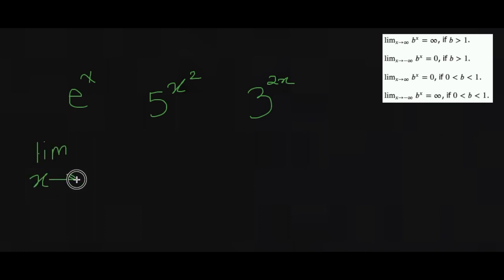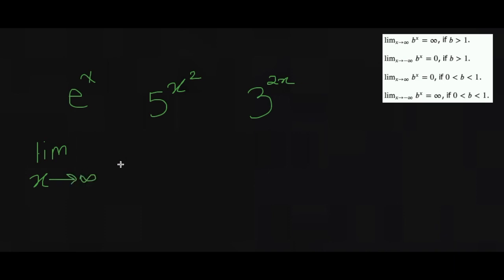Now let's talk about exponential functions. An exponential function is anything that has a variable in the power, something such as e to the x, 5 to the x squared, 3 to the 2x, and so on. Now finding limits of exponential functions can be tricky, but there are certain limit rules that we can follow. I've put some exponential limit rules up in this corner here. Now let's try this example.